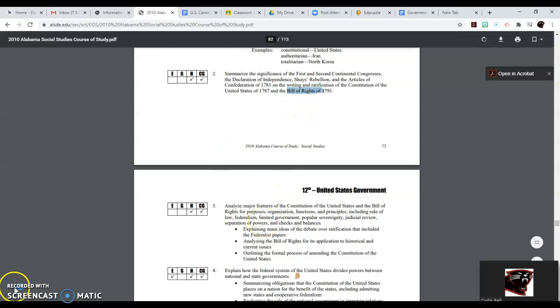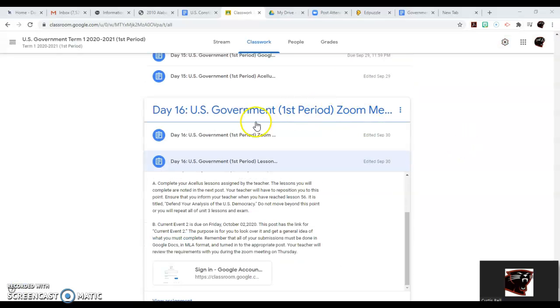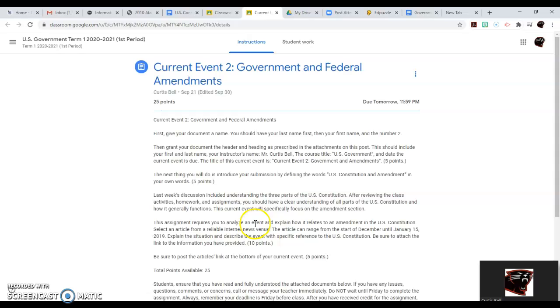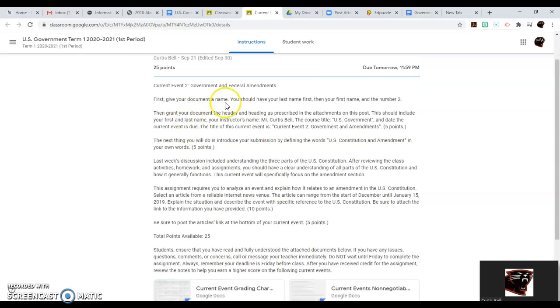All right. So let's see how that looks. So on day 16, which was yesterday, on the 30th, if you looked under the post that read day 16 U.S. Government first period lesson outline, you will see that the current event is set to be due on Friday. All right. So if you click on this box, it will take you back to the original post that houses your government current event. And so it's on amendment. I told you already how to set this up several times to make sure you do it right.